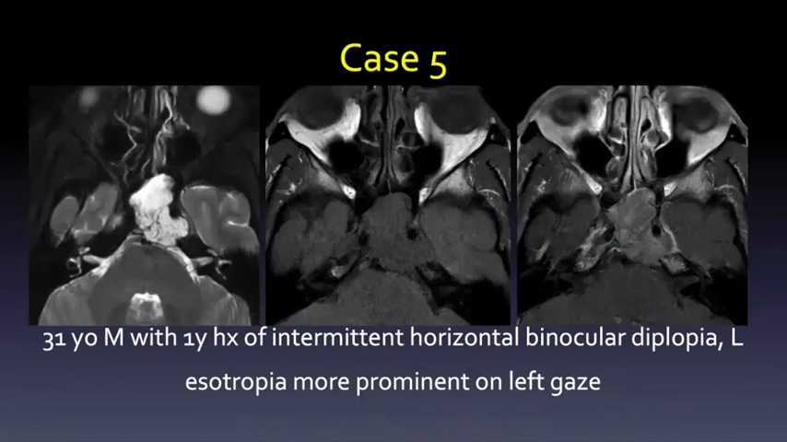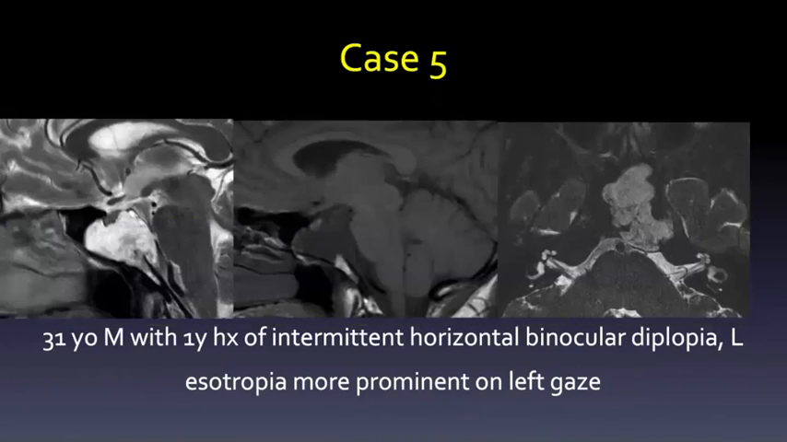Our next case is a 31-year-old male with a 1-year history of intermittent horizontal diplopia, left esotropia, more common on left gaze. So we're thinking about a left sixth nerve palsy. Here you can see a very T2 hyperintense enhancing mass involving the clivus. Here you can see the typical appearance of a thumb sign, as well, pushing on the pons and causing mass effect along the cisternal segment of the sixth cranial nerve and involvement of Dorello's canal. Unfortunately, this was a chordoma.